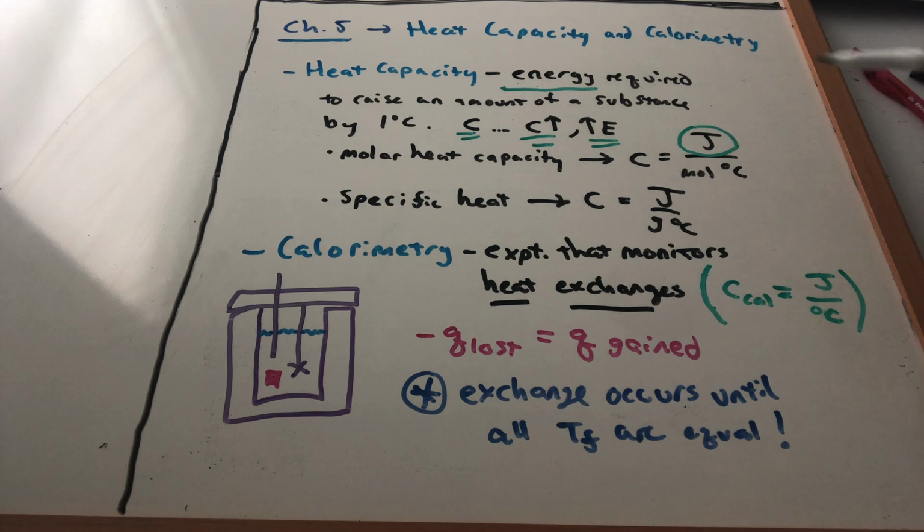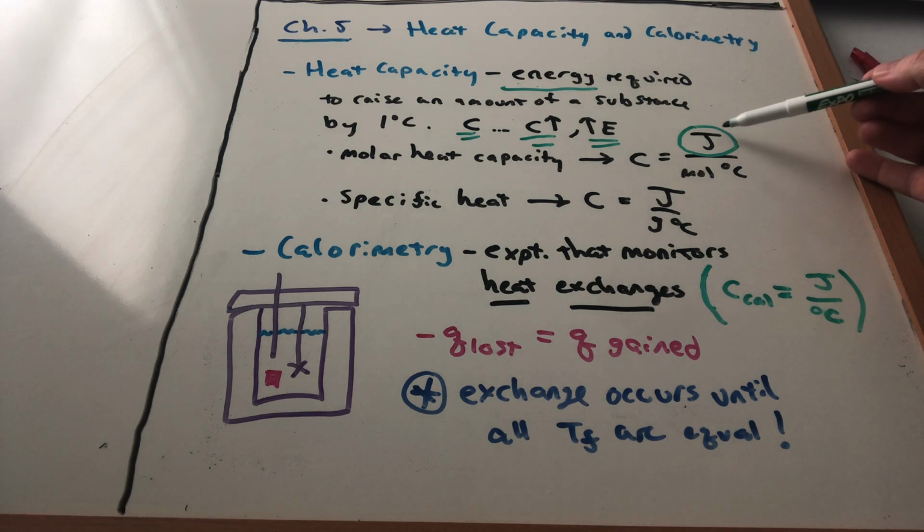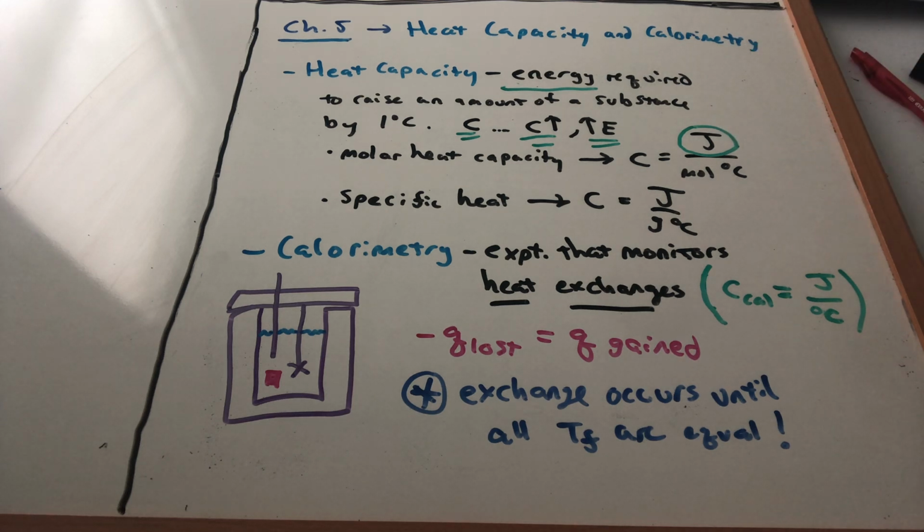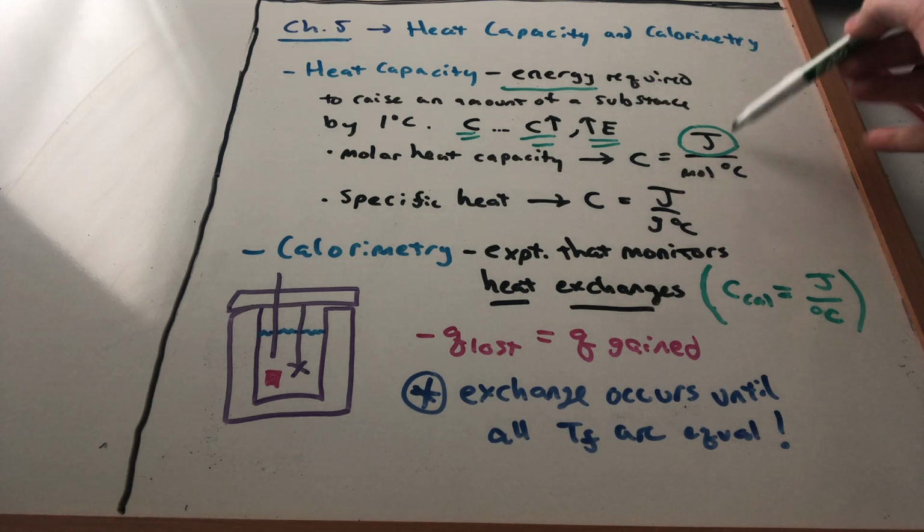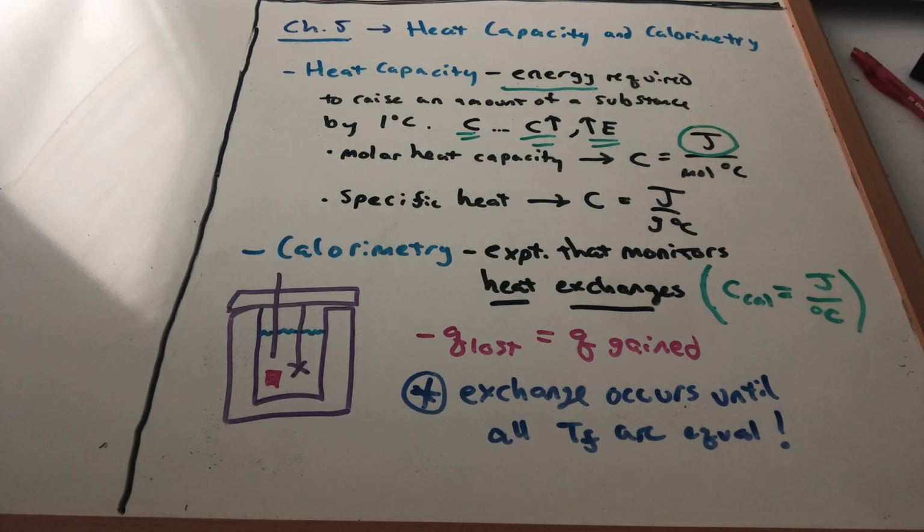If something heats quickly, that means it takes less energy for us to get a degree Celsius change. If something takes a while to heat, then that means it takes a lot of energy to make a degree Celsius change. So hopefully you can see now, if we look at the units, that the heat capacity is proportional to that energy.